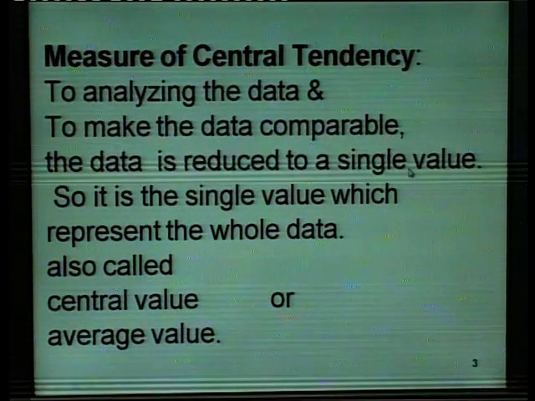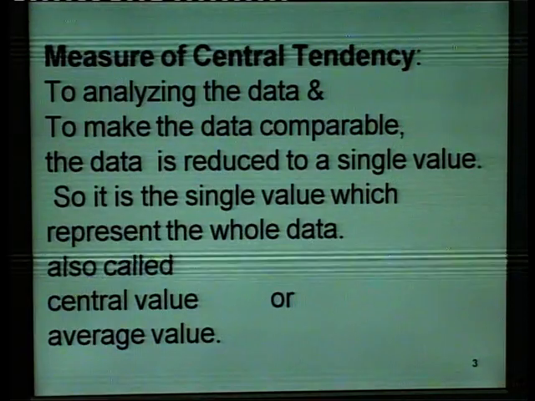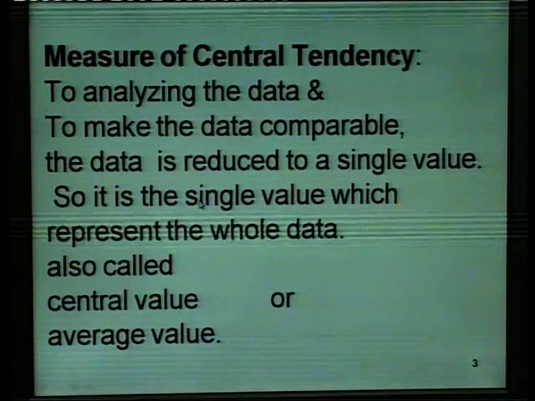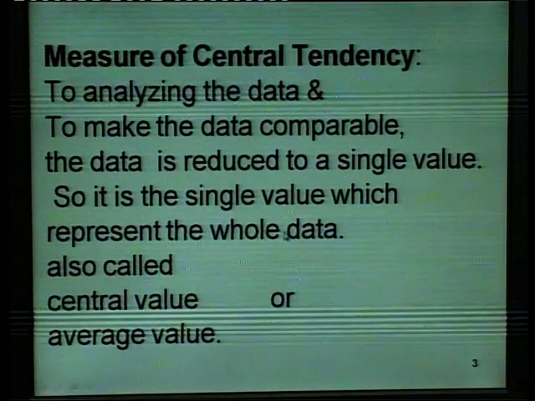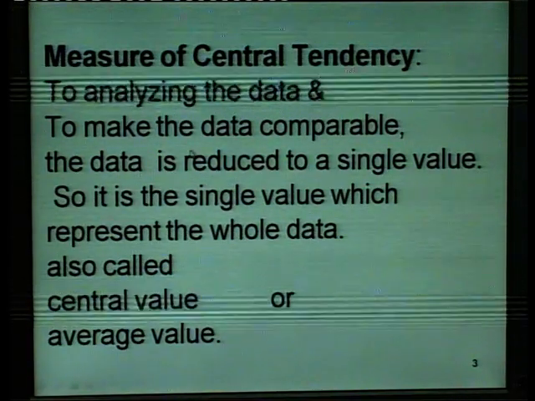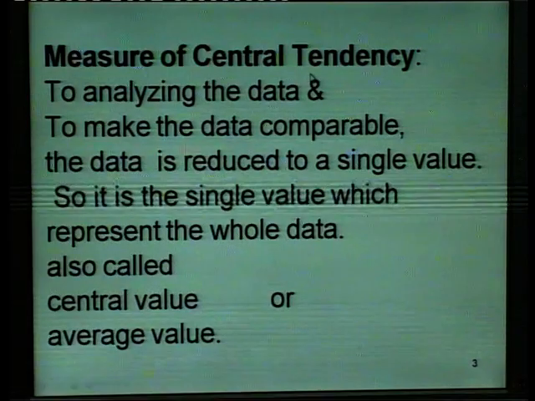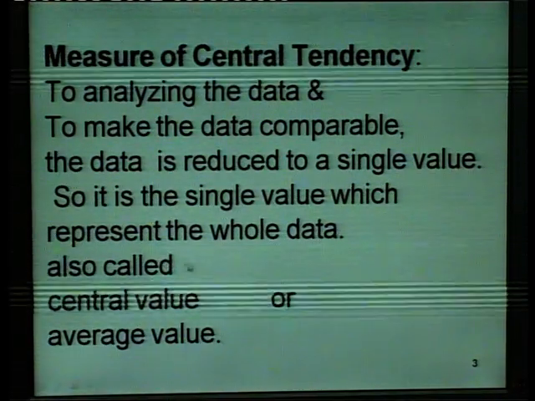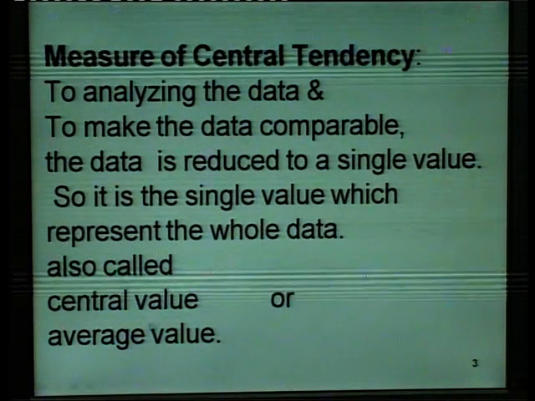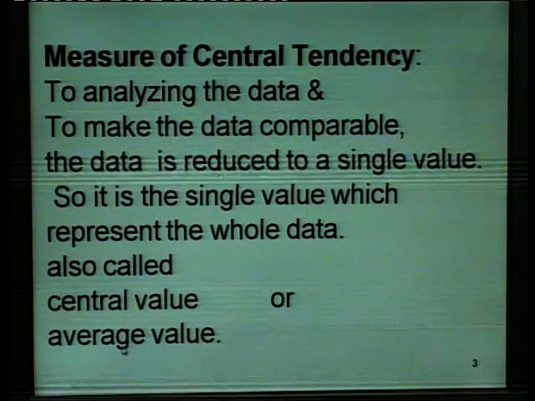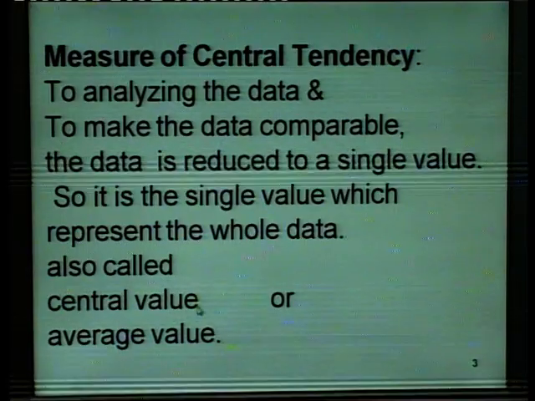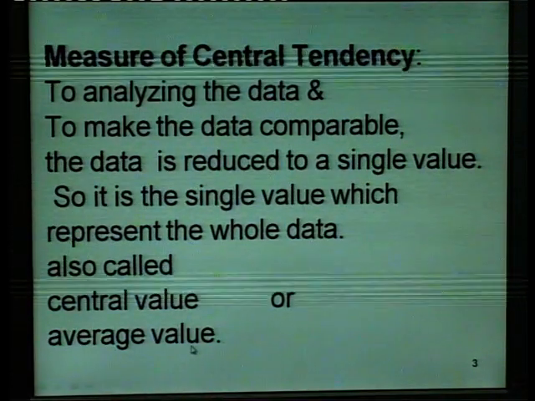The whole data is reduced to a single value, and that is called a measure of central tendency. So, this is the single value which represents the whole data. However large the data, we represent it by a single value. This single value is called a measure of central tendency. This is also called central value or average value. I have learned the average of a data or average of a value. So, measure of central tendency, you can say it as central value, you can say also as average value.